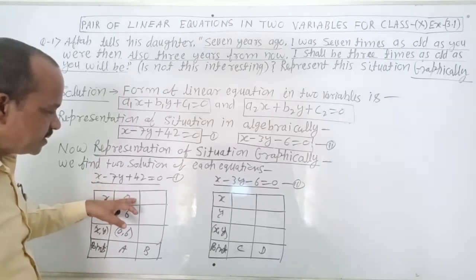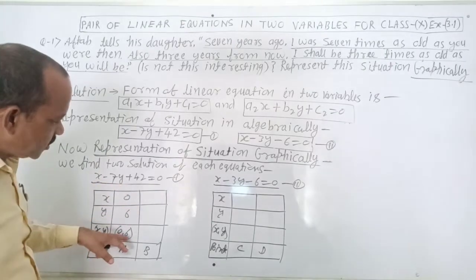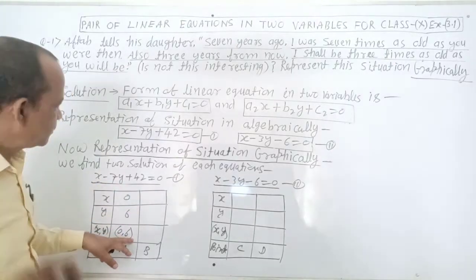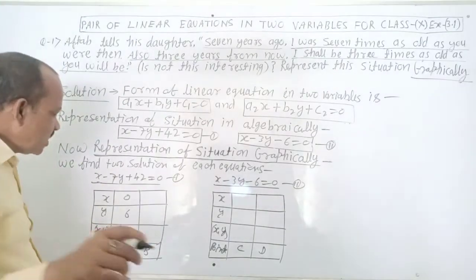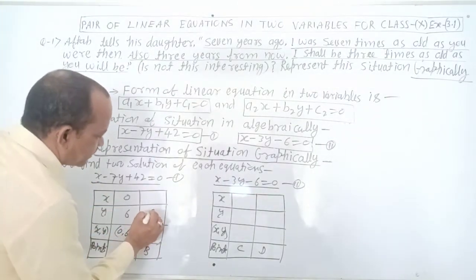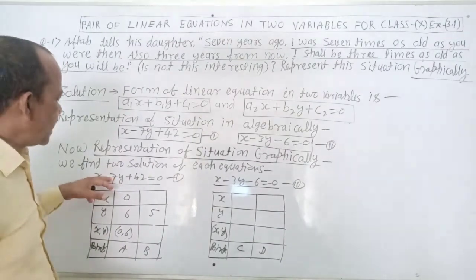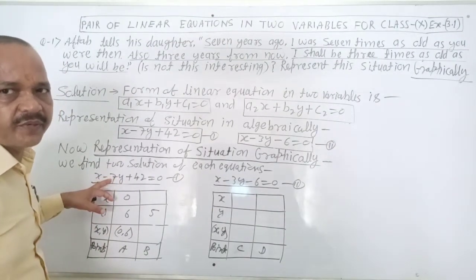Value of x is 0. Your coordinate is 0 and 6. Clear? Now you put the value of y is 5. It becomes 5 times 7, that is 35, minus 35.